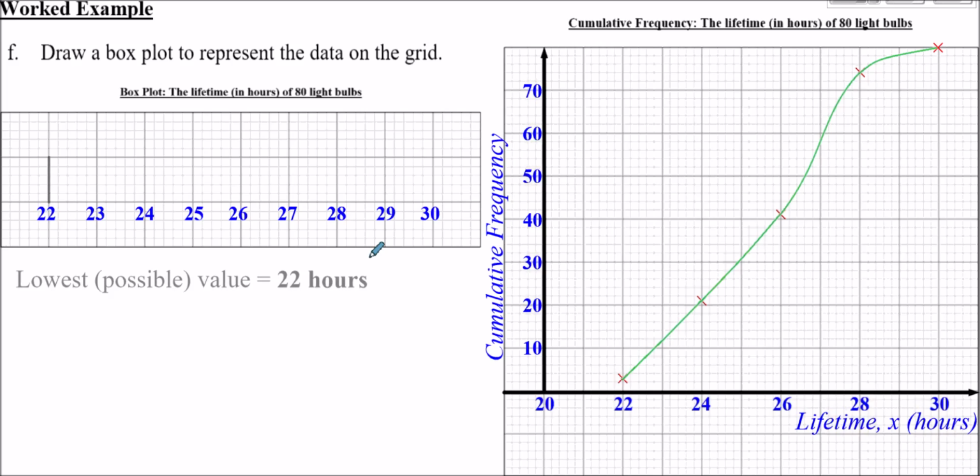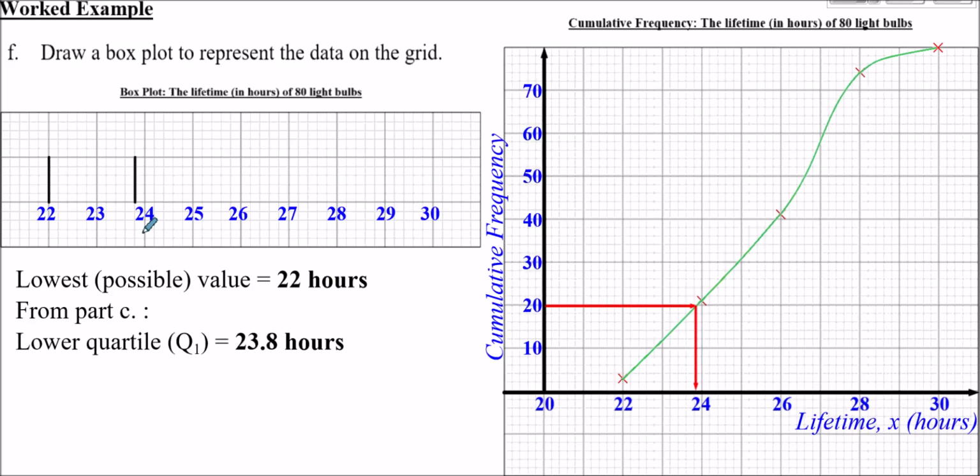So the lowest possible value is 22 hours. There's no knowing what the actual lowest value was. So what we do is we take the lowest possible value according to the class widths and the class intervals. The lowest possible value it could be is 22. So that's our estimate for the actual lowest value.